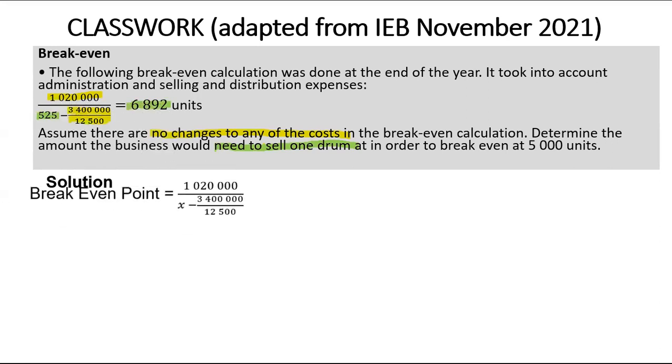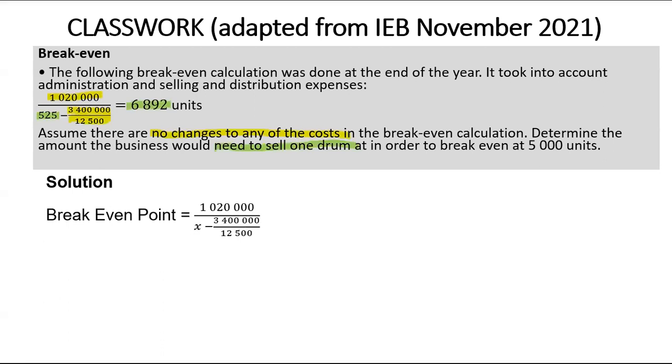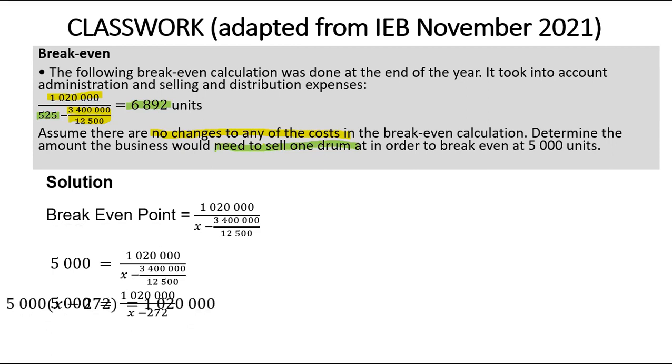And this is all we've got. So we need to determine the value of X. We are given the break-even in units. And that's it, guys. For me to determine the value of X here, I will first simplify that 3,400,000 divided by 12,500. It'll give me 272, and then get rid of fractions by multiplying both sides by the denominator, which is X minus 272. I'll end up getting that.